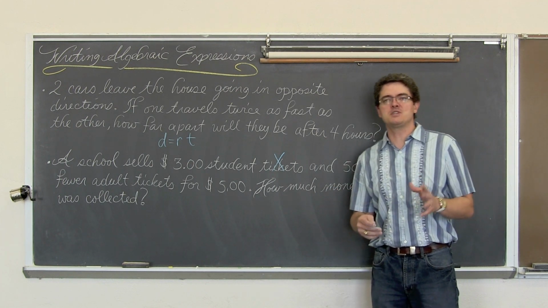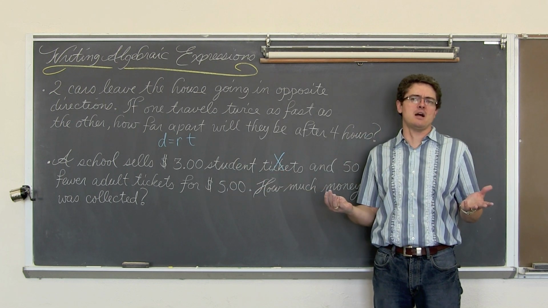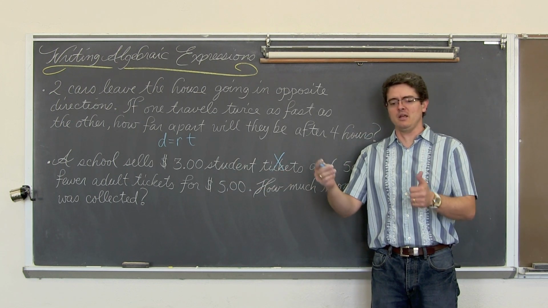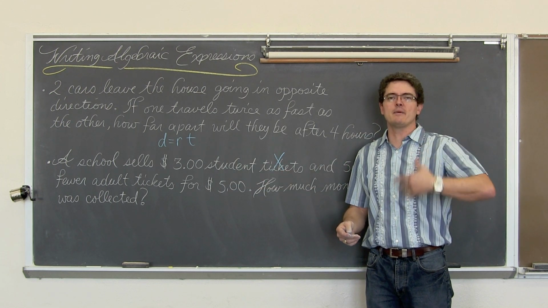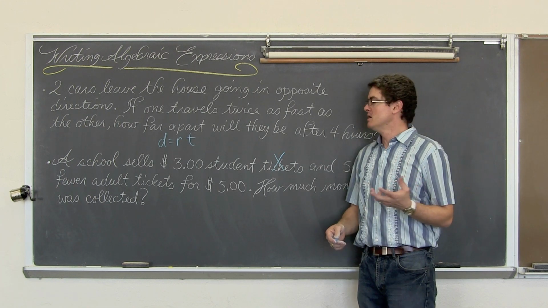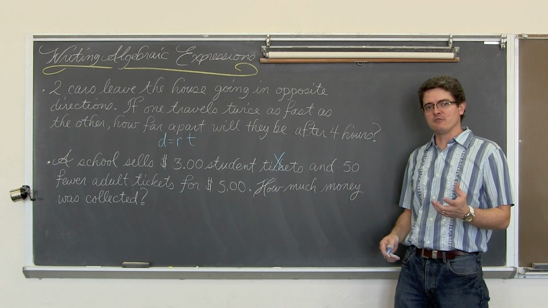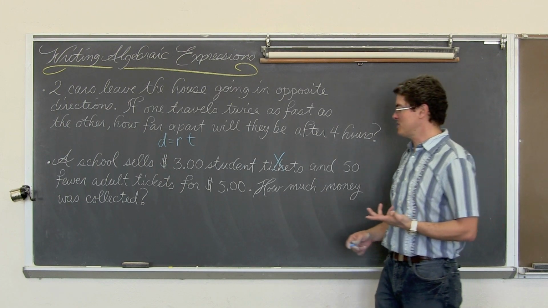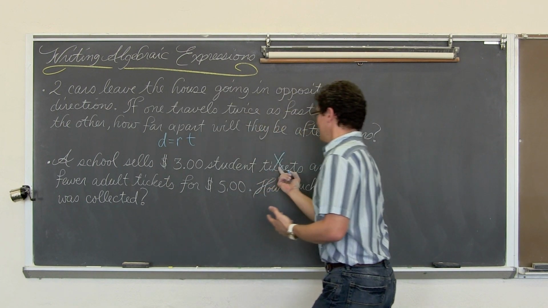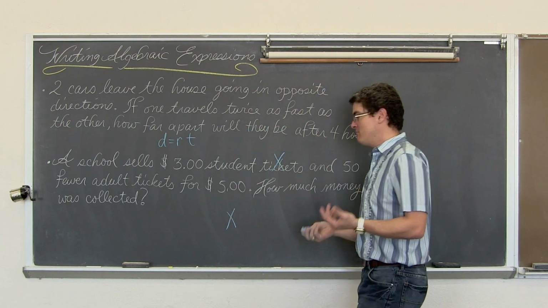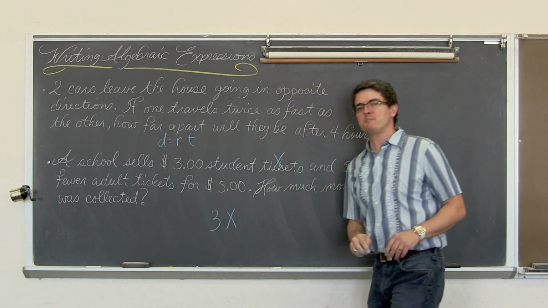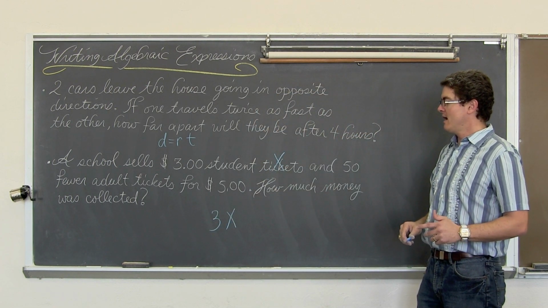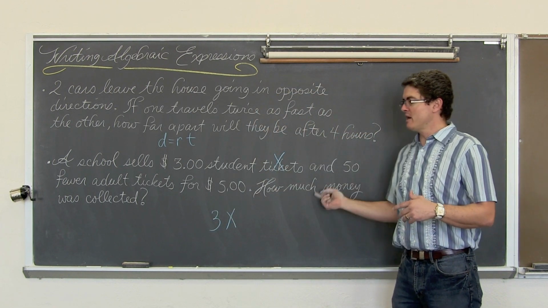If I sell 5 tickets to students, I made $15, right? 3 times 5, 3, 3, 3, 3, 3. Every time I sell a ticket, I get $3. So it's multiplication for your sales, how much you brought in. So for student tickets, we sold an unknown value of X, but we made $3 a piece. Now, how much money was collected?